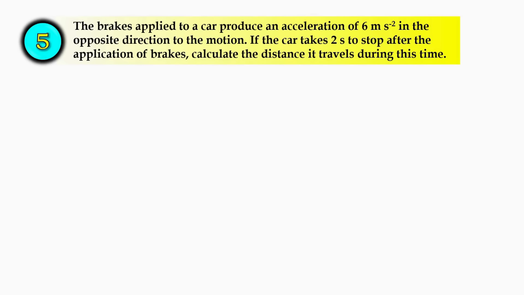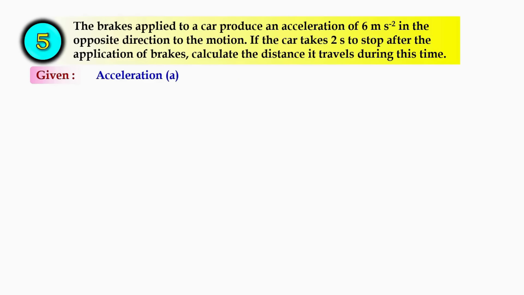Now let us solve the fifth numerical problem based on the equations of motion. When brakes are applied to a car, it produces an acceleration of 6 meters per second squared in the opposite direction of motion. This means the acceleration is negative 6 meters per second squared. The car takes 2 seconds to stop after the brakes are applied. We need to find the distance traveled by the car during this time.